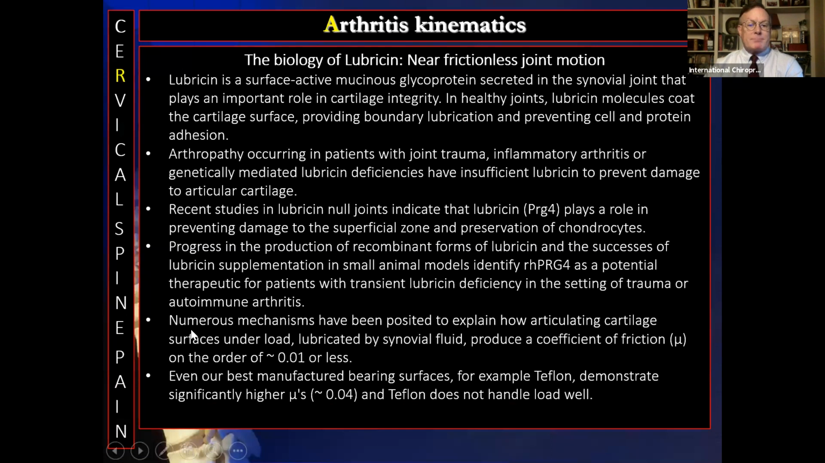Now, numerous mechanisms have been posited to explain how articulating cartilage surfaces under load, lubricated by synovial fluid, produce a coefficient of friction, and the mu is on the order of 0.01. It's actually less friction than Teflon, which is the slickest stuff that we can make, this man-made, which has a mu of 0.04. Plus, Teflon doesn't handle load very well.